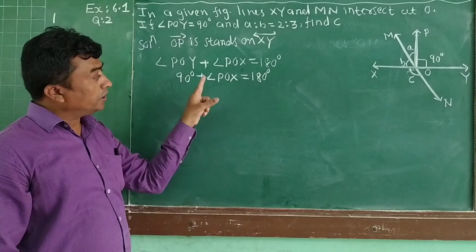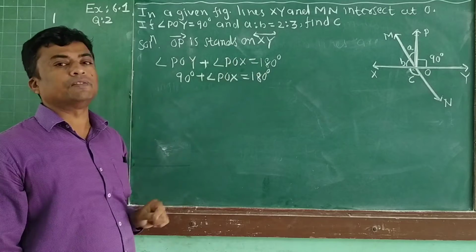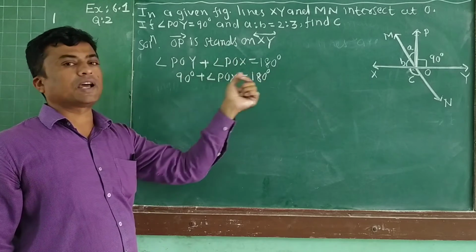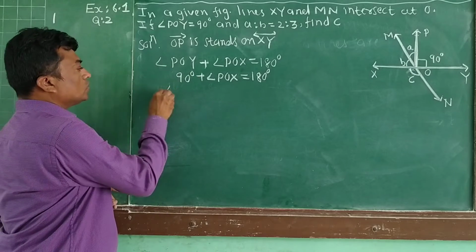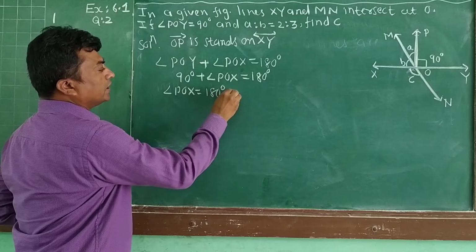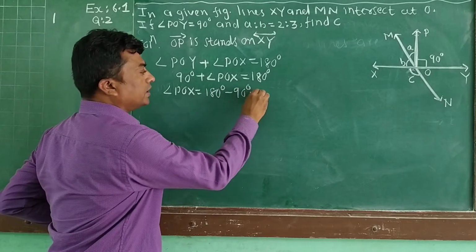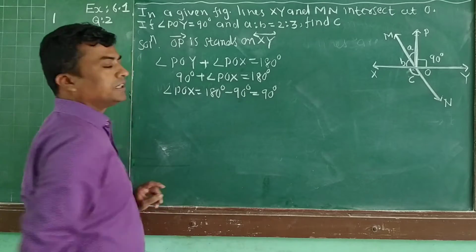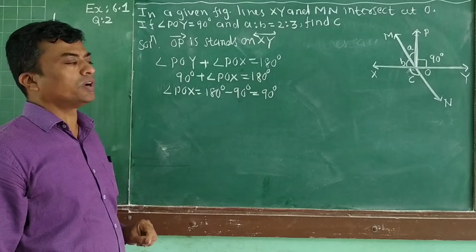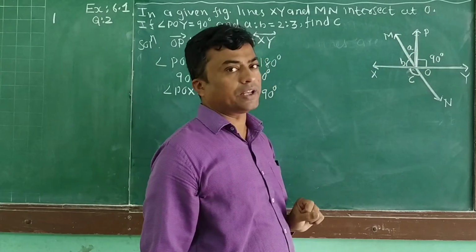Now see here, we have to identify angle POX. So the 90 degrees we have to move to the other side. On this side 90 degrees is positive, on the other side it becomes negative. So angle POX is equal to 180 degrees minus 90 degrees. 180 degrees minus 90 degrees, its answer is 90 degrees. Means angle POX is equal to 90 degrees.